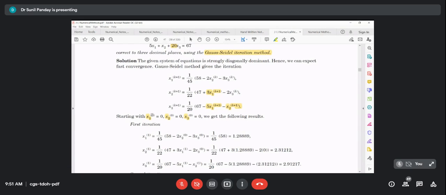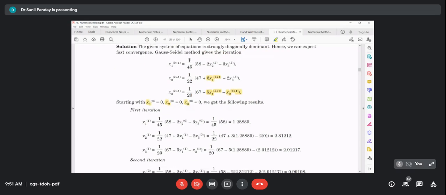So for the initial approximation x1 bracket 0, x2 bracket 0 and x3 bracket 0, we are taking 0 and substituting in this, and we are getting this one, 58 upon 45. But in x2 first updated value, in this first iteration, we are immediately using the x1 first updated value, and for x3, because we do not have it yet in the first iteration, we will use the previous value here, and we are getting this one.